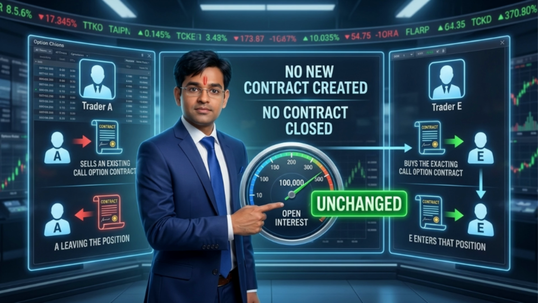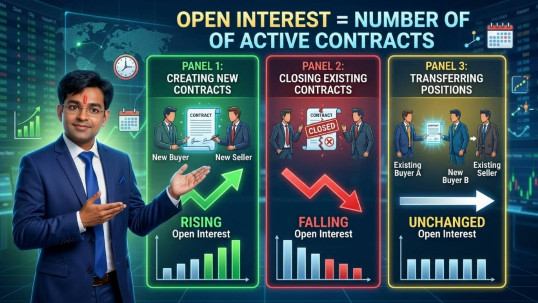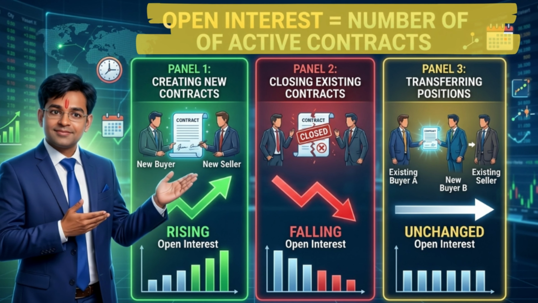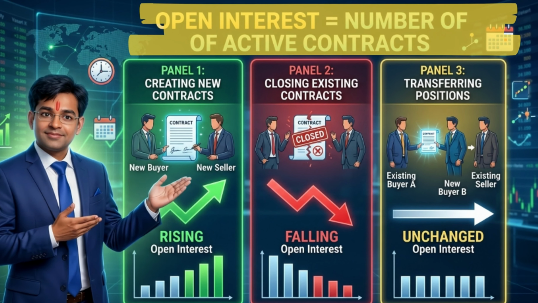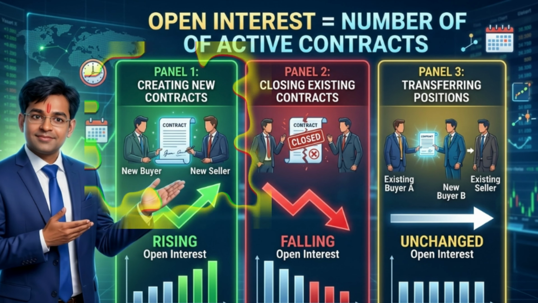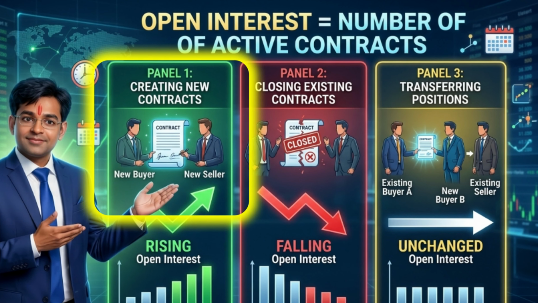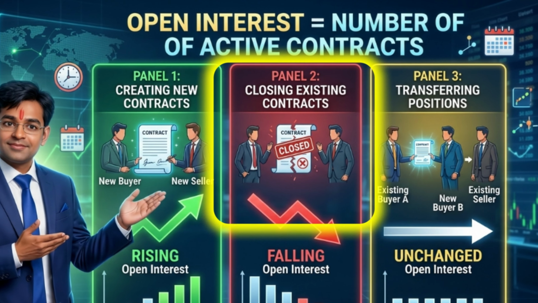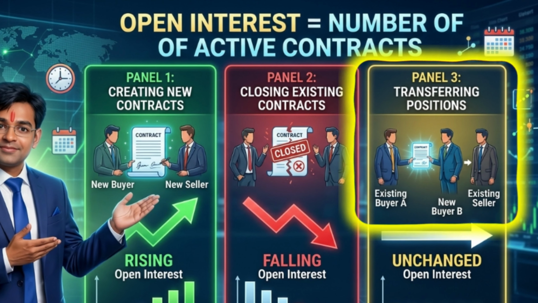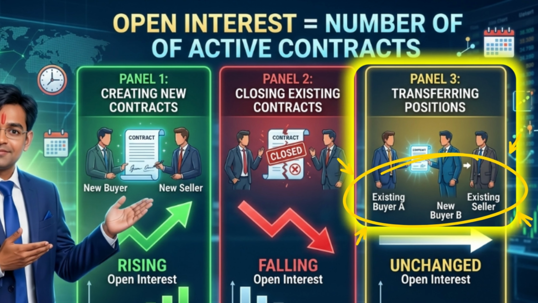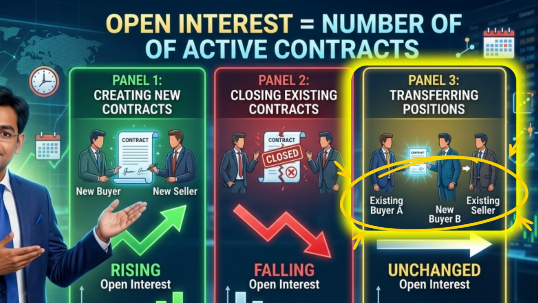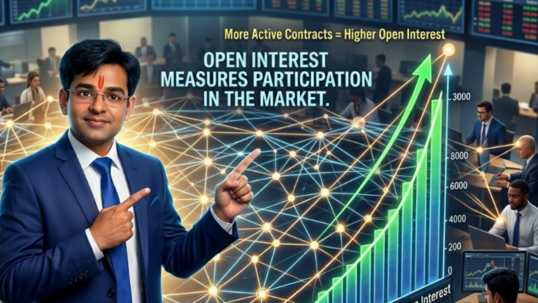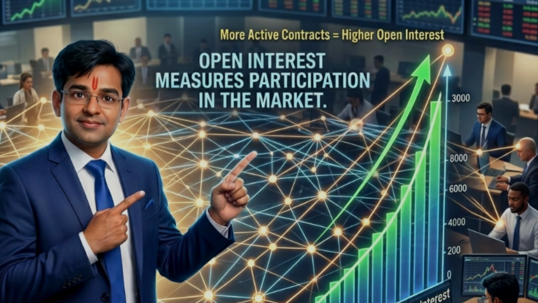This gives us a very important insight. Open interest is not a measure of how much money is entering or leaving the market. Instead, it measures the number of outstanding contracts that are still active. When new contracts are created, open interest rises. When existing contracts are closed, open interest falls. And when positions are simply transferred from one trader to another, open interest remains unchanged. Think of open interest as a measure of participation. The more active contracts that exist in the market, the higher the open interest.